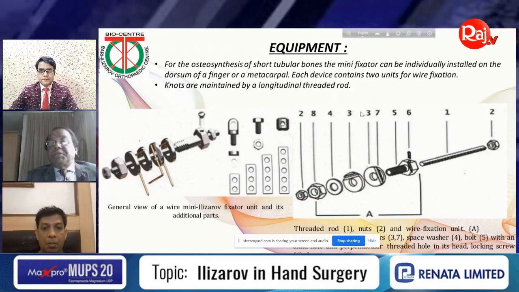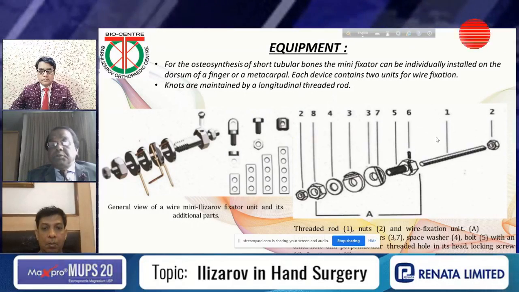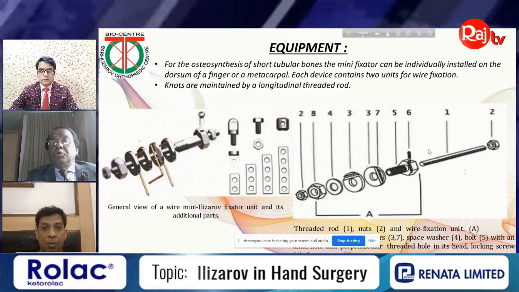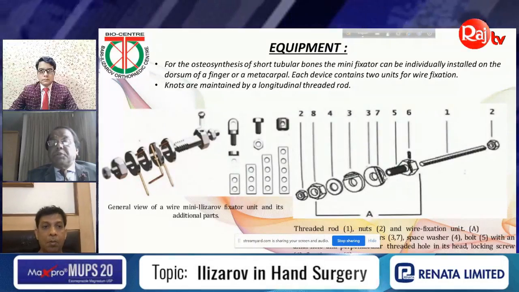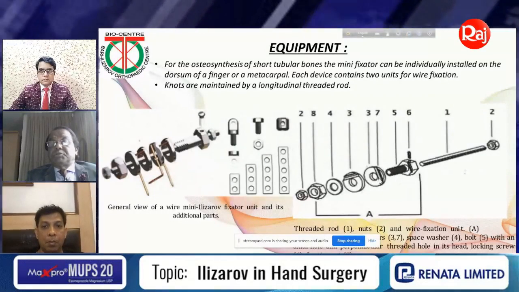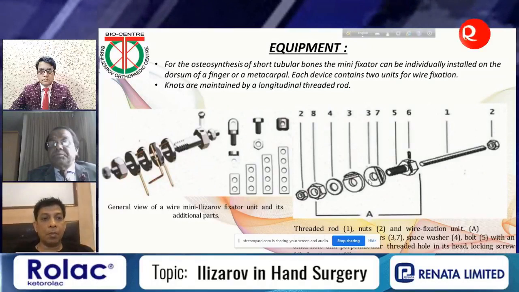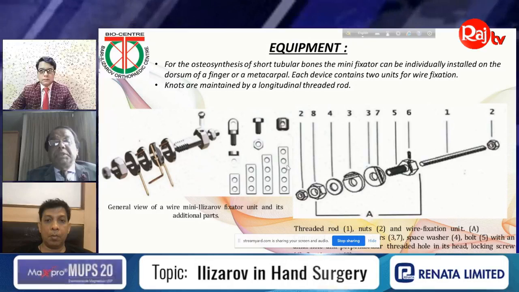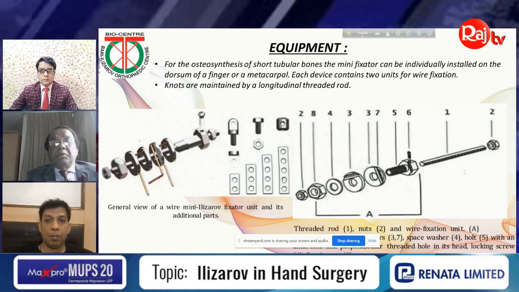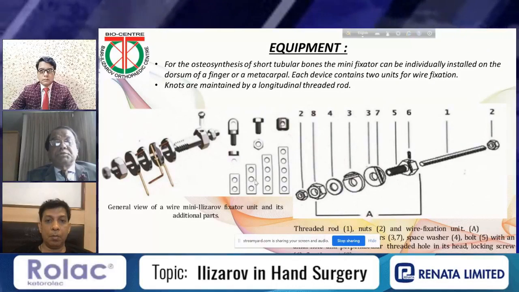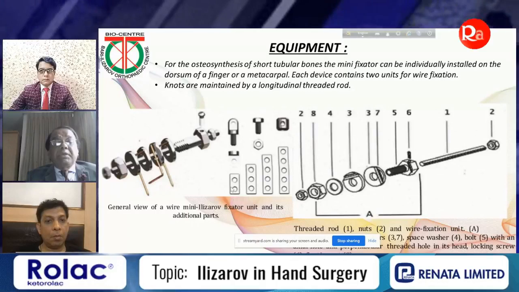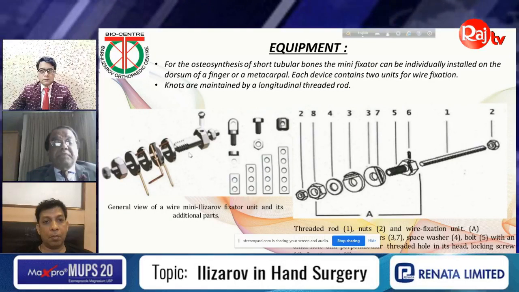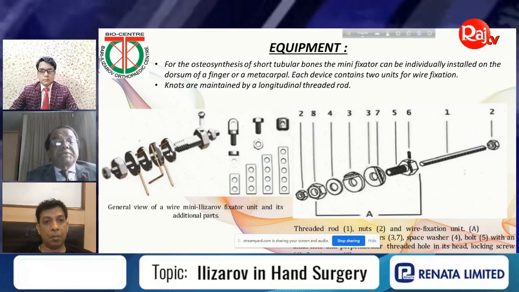Now you can see here the rods. These are the knots and how to put them everywhere. This one is slotted, this one is also slotted. These are the mini plates, with 5 holes, 4 holes, 3 holes, and 2 holes. And this is the general view of a mini Ilizarov fixator and how to fix it.